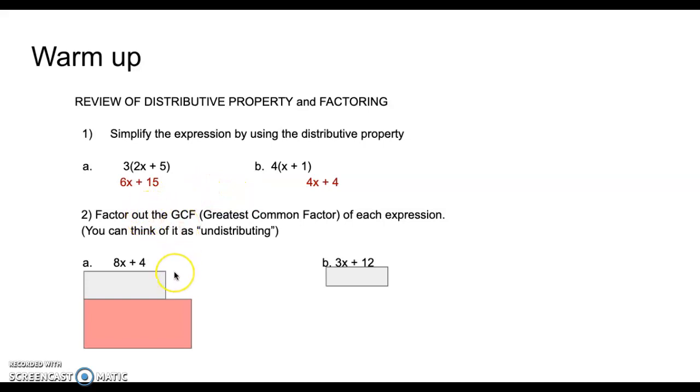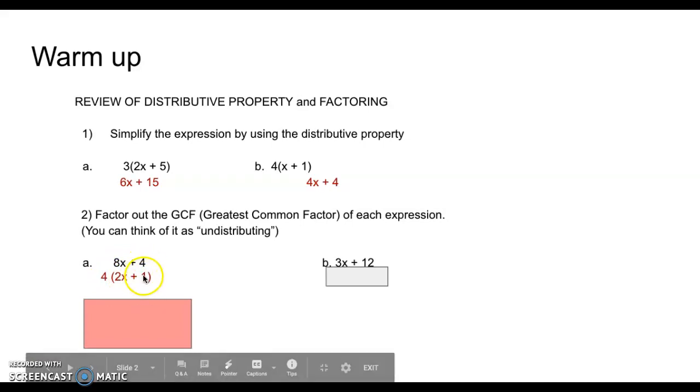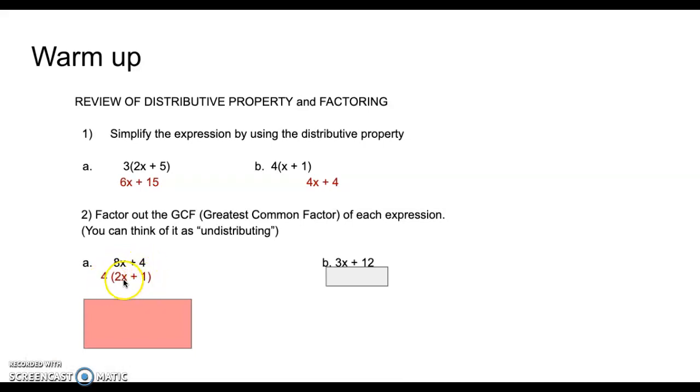The second question asks you to factor out the greatest common factor of each expression. So think of it as kind of undistributing. So the first one, the greatest common factor of 8x and 4 is 4. So you pull out the 4 and you're left with 2x plus 1. You have to have that 1 there. You can't just pull out the 4 and leave nothing there, right? Because when you distribute, the answer needs to be 8x plus 4.